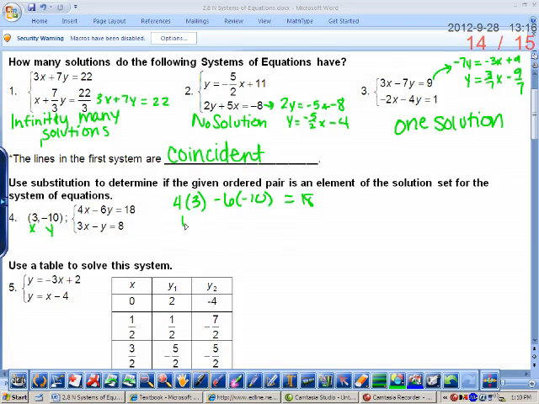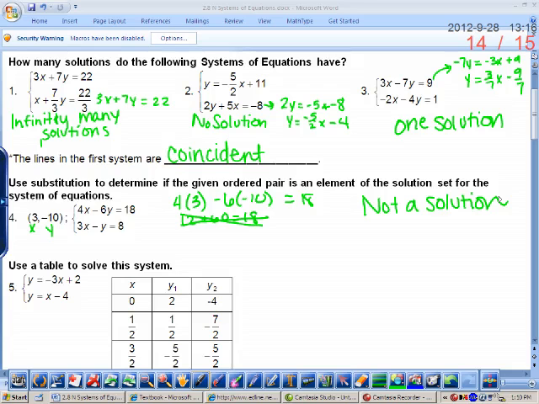Does 12 plus 60 equal 18? No. Okay. So if it doesn't work in one, can we stop? Yeah. And we can say that this is not a solution. But what if it worked in the first one? Yeah, you have to do the second one. Okay?